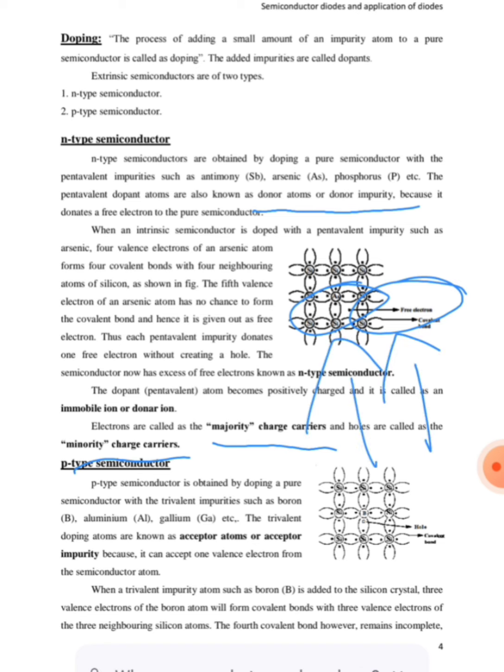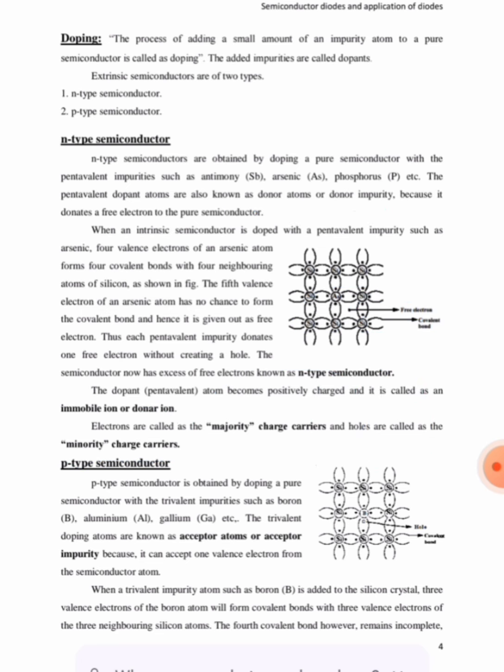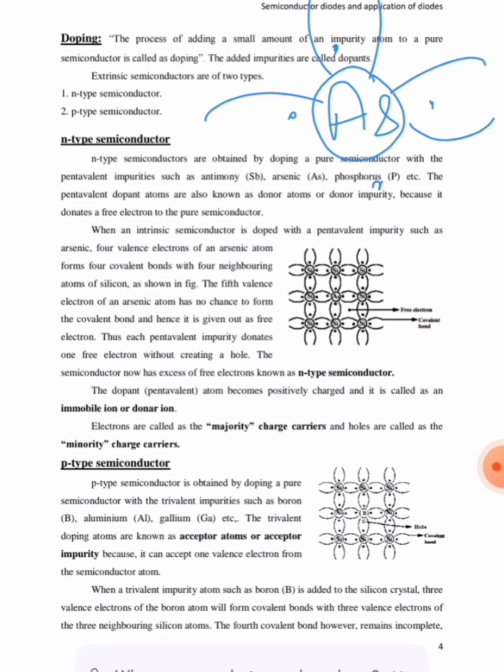With the application of external energy, we can see that more and more free electrons are created, and these free electrons are responsible for the conduction of current since they are more in number compared to holes, that is the empty space which is created in the orbit. These electrons are called the majority charge carriers, and holes are called the minority charge carriers. If we talk about the arsenic atom, arsenic has 5 valence electrons, out of which 4 will be used to form a covalent bond with its neighboring silicon atom, and the fifth valence electron will become a free electron.